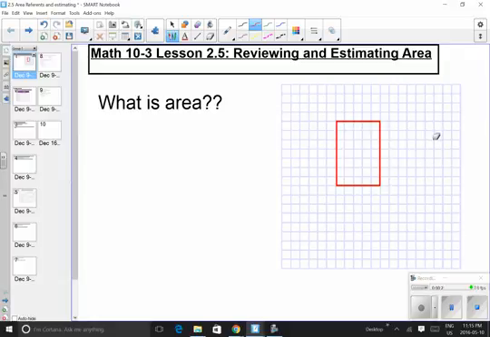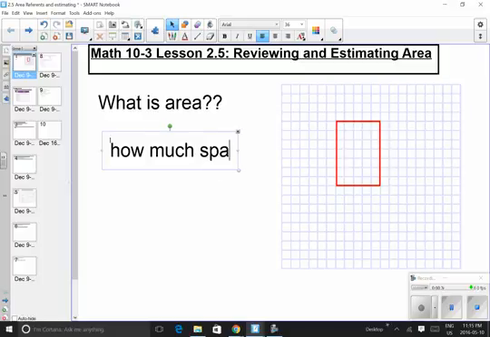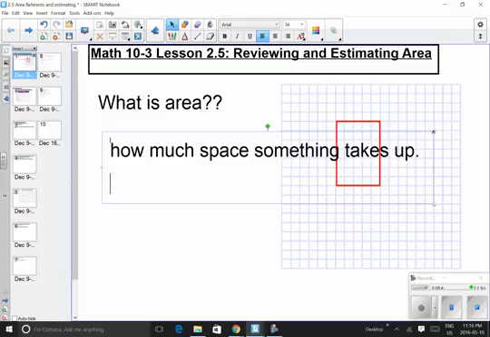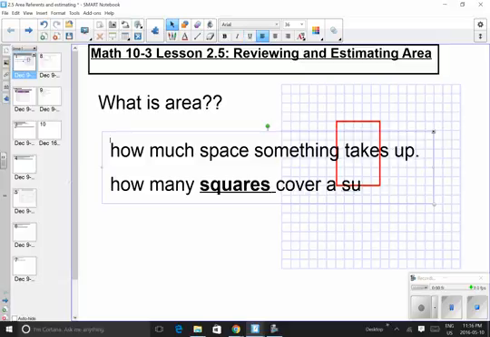So what it is is how much space something takes up. I'm going to type this because you guys all know my writing is brutal. How much space something takes up. Another way of looking at that is how many squares. And that's super important, the idea that it's squares, cover a surface or a space.